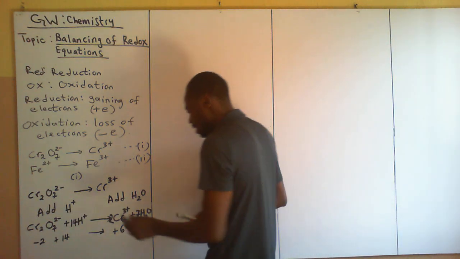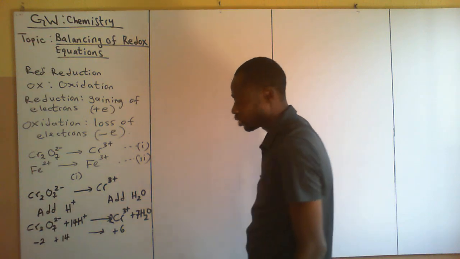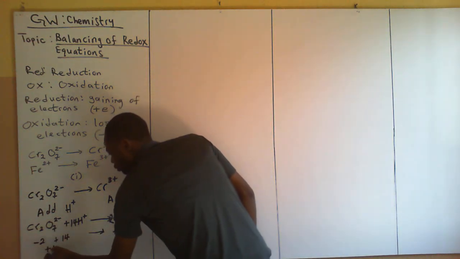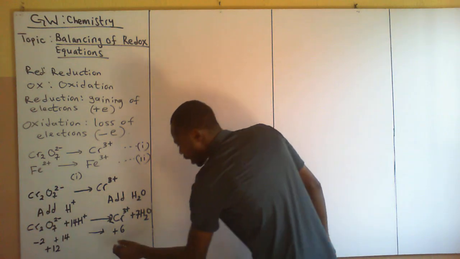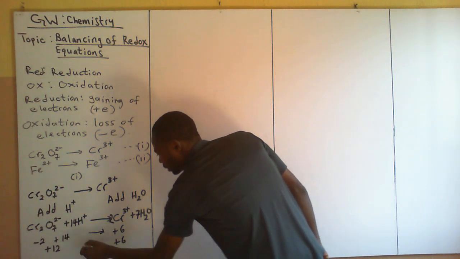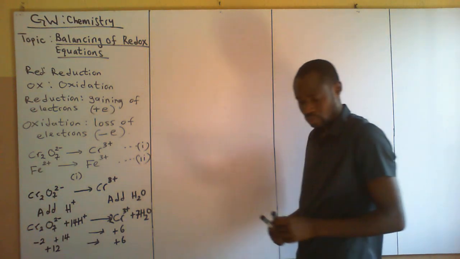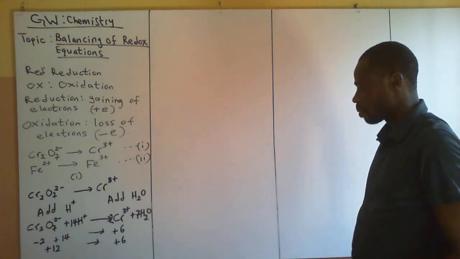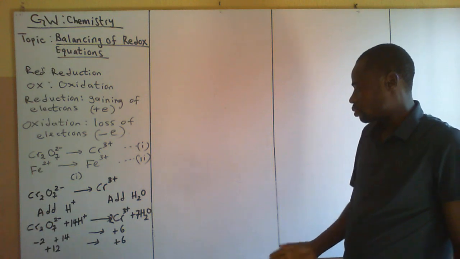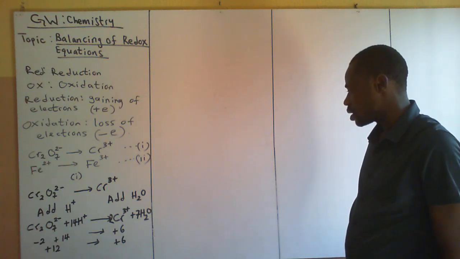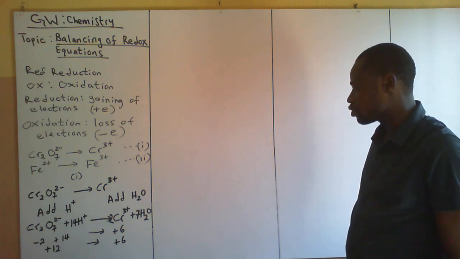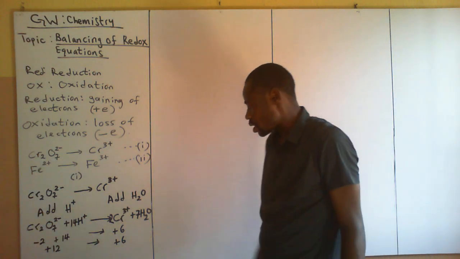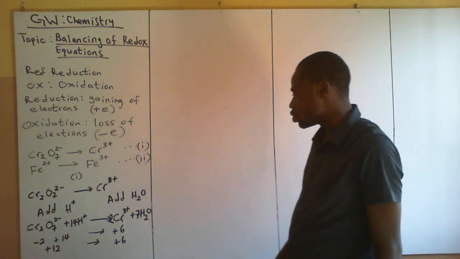Now, if we add this together, minus 2 plus 14 is supposed to give us plus 12, and we have plus 6 here. If you look at this very well, you will see that we have 6 charges at the left, 12 at the left, and 6 at the right. What number will be added to 12?